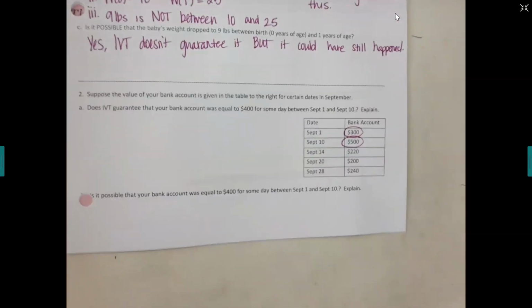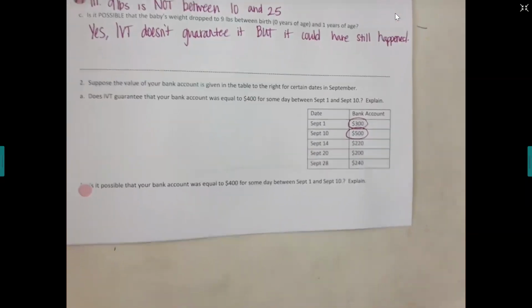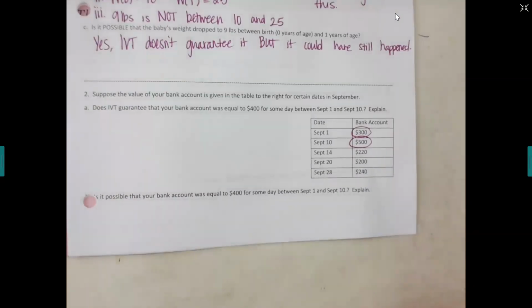Okay, correct answer is no. Why not? Bank accounts aren't continuous. You don't have to go cent by cent. If I deposit $50, my bank account goes from 300 to 350 and it doesn't hit all the numbers in the middle. Does that make sense?